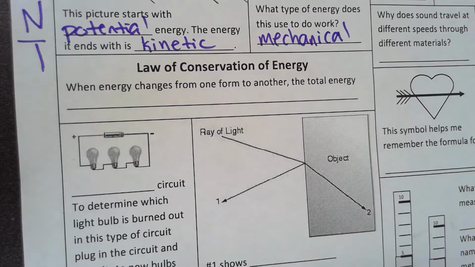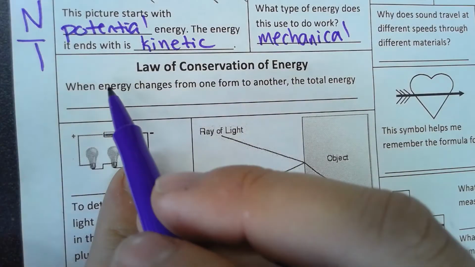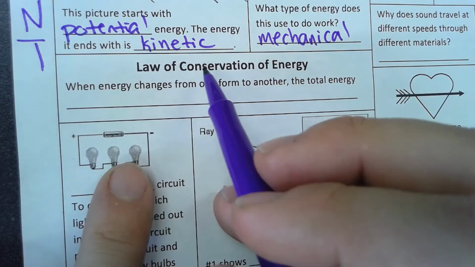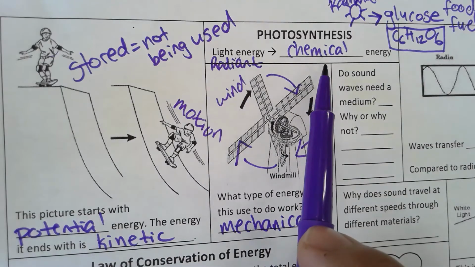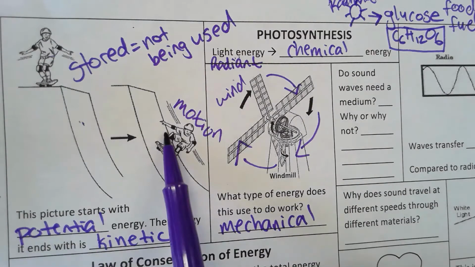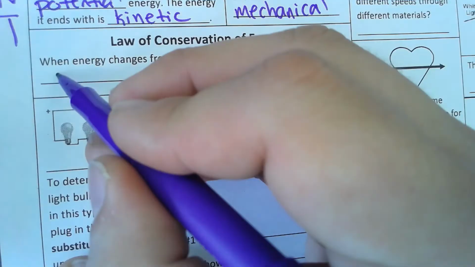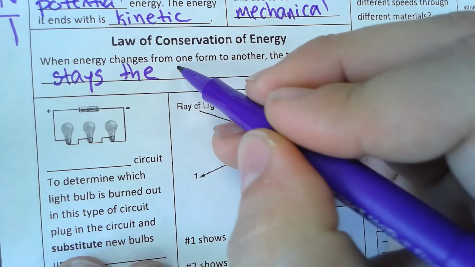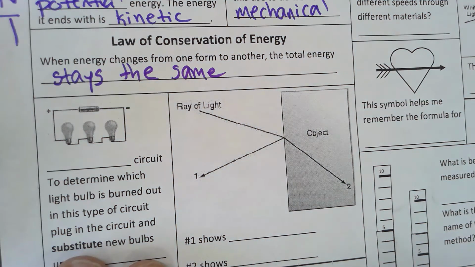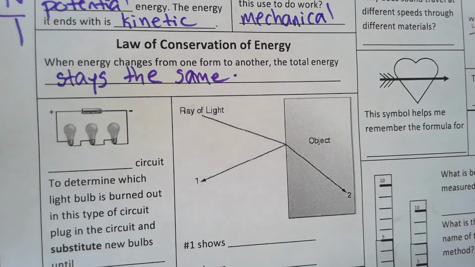Okay, law of conservation of energy. It's like the law of conservation of mass. When energy changes from one form to the other, like radiant energy to chemical energy, or potential energy to mechanical or kinetic energy, the total energy stays the same. That's it. So energy can't be created or destroyed. It always stays the same. It only transforms from one form to another. Okay?